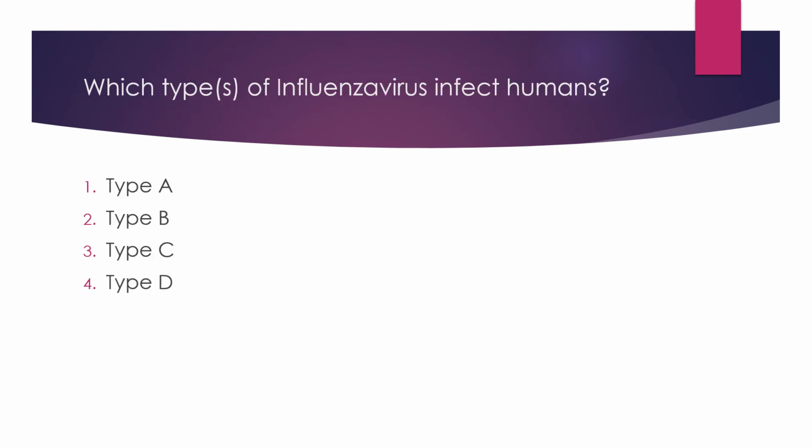Which types of influenza virus infect humans? Would that be type A, type B, type C, or type D? There's more than one answer to this question. Types A, B, and C are the correct answers here. Remember, type A includes your bird flu and your swine flu. Type B, only found in humans. And type C, well, it's responsible for causing mild symptoms.